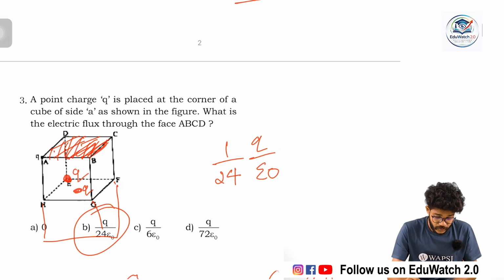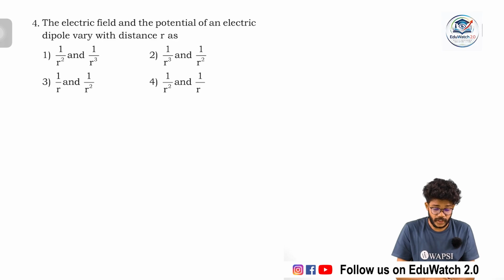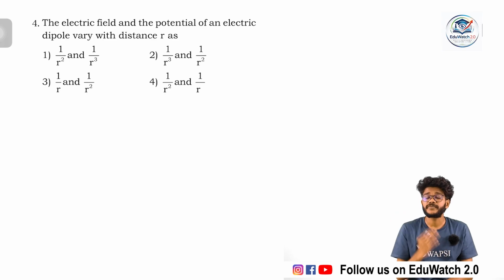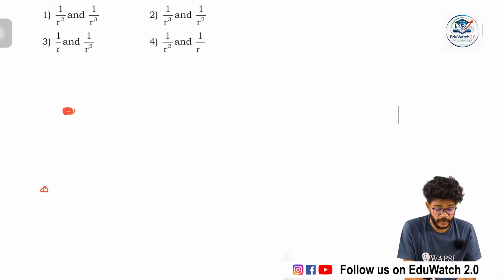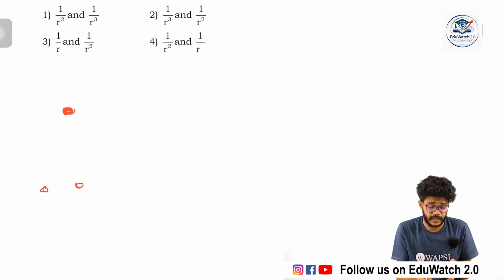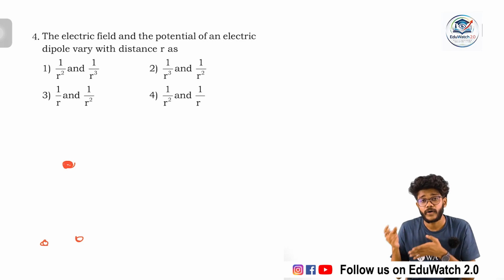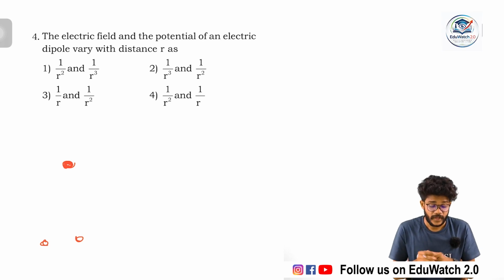Okay, so we can move to the next question, the fourth question. The electric field and potential of an electric dipole varies with distance. So first we need to know the equation for the electric field and the potential of a single charge. Then we can calculate the dipole, quadrupole, octapole dependence. For a quadrupole or an octapole, we can calculate the dependence on the distance r.